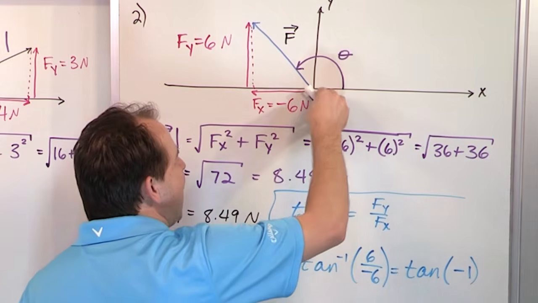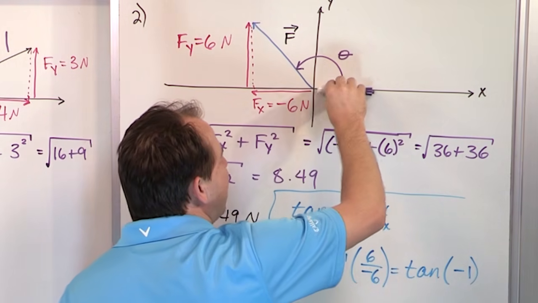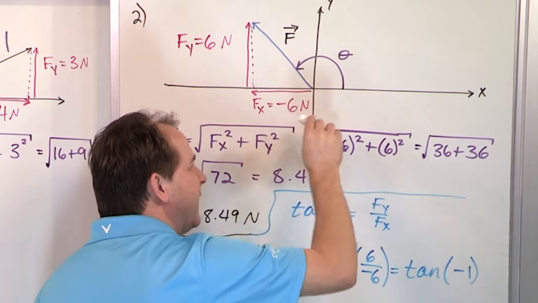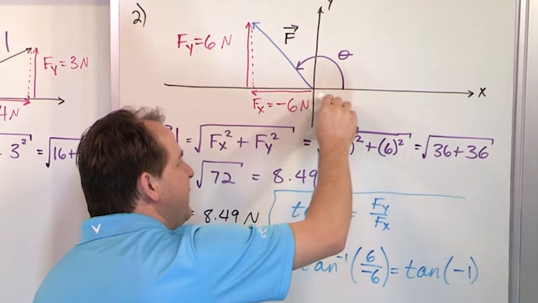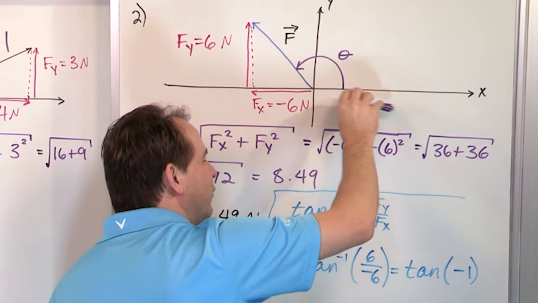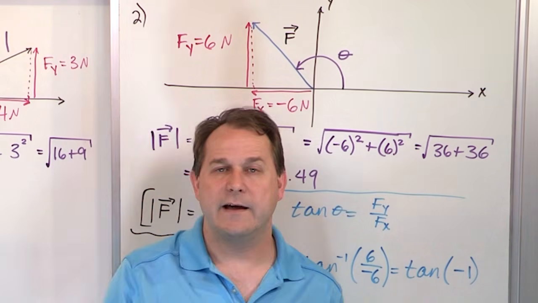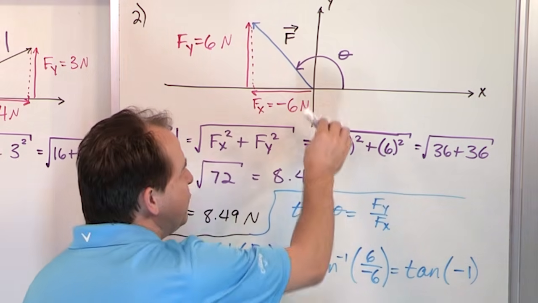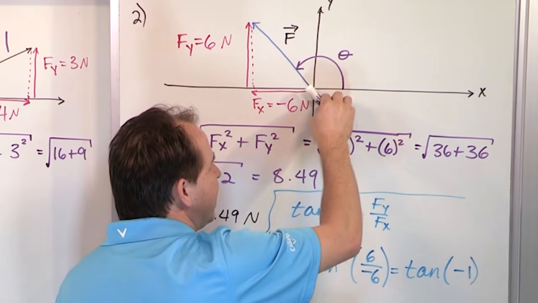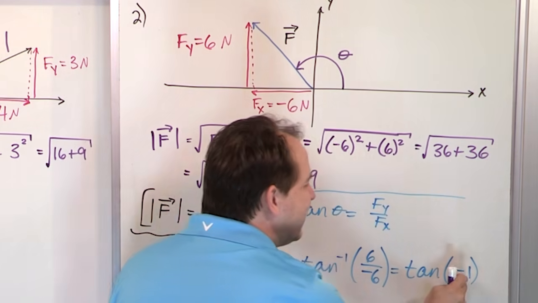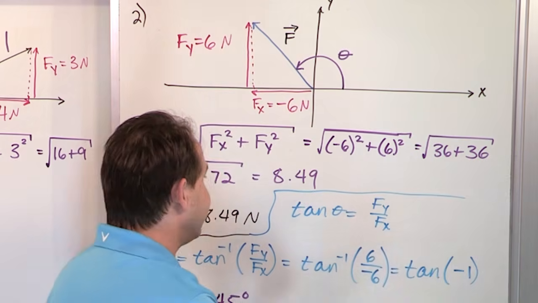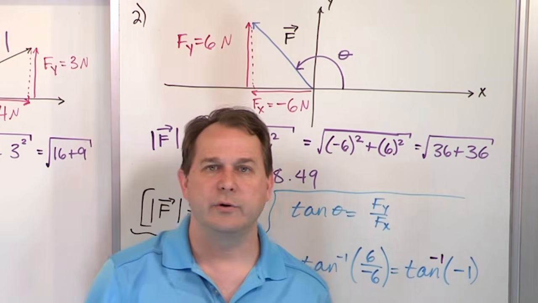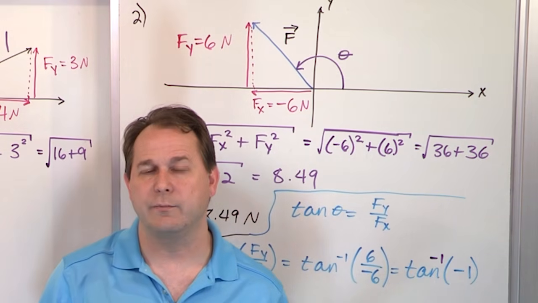When you divide them, you get -1. But think about it. If you had a vector pointed down below here, it would have a positive x component and a negative y component. So if the vector were actually down here, with a negative y and a positive x, you would divide -6 by 6, and you would still get -1. So if you had a vector down here and divided the y component by its x component, you would get the inverse tangent of -1. That would give you the correct angle measure in that case.